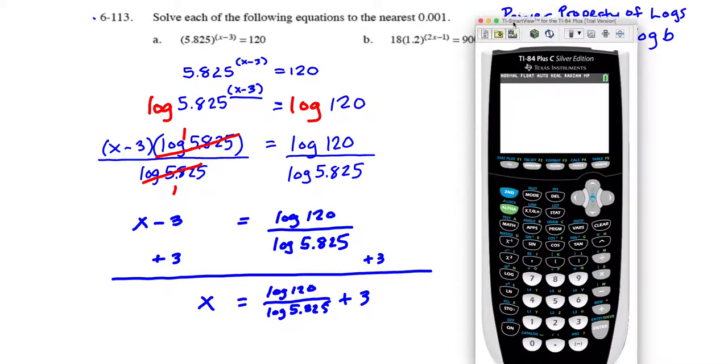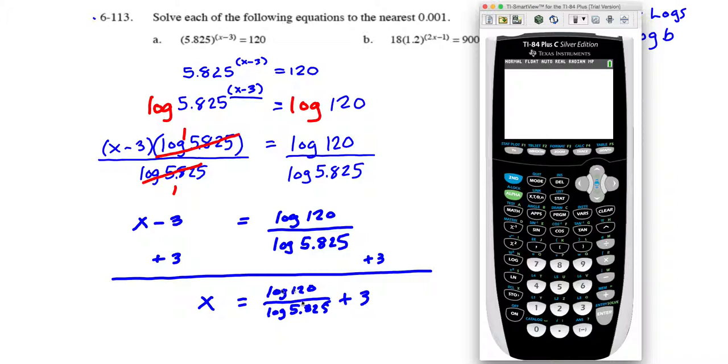Let's pull ours out and figure out what this value would be. So we're going to do the log of 120 divided by the log of 5.825. We'll take that, and then we'll add 3 to whatever we get there. So that's about 2.717 if we round it. I'm just going to do that so we know what our values are.